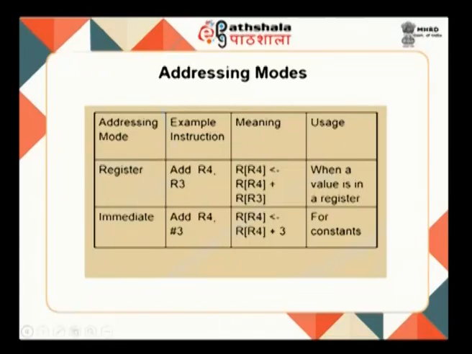The first one is the register addressing mode, where you specifically say the value is available in a register. Say for example, add R4, R3. You are just adding the contents of 2 registers R4 and R3. The result will typically go back, because only 2 operands are specified, to one of the registers automatically. If you specify the operand directly as part of the instruction itself, as given in the second row, add R4, 3, where 3 is the operand itself, which is normally used for constants, this is called immediate addressing.